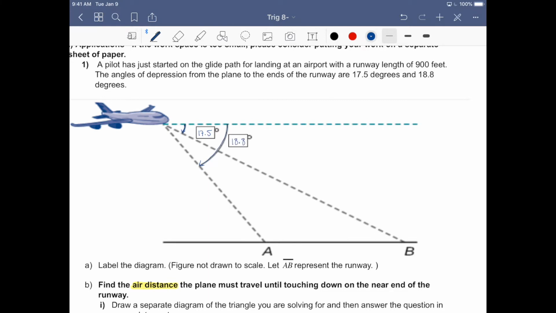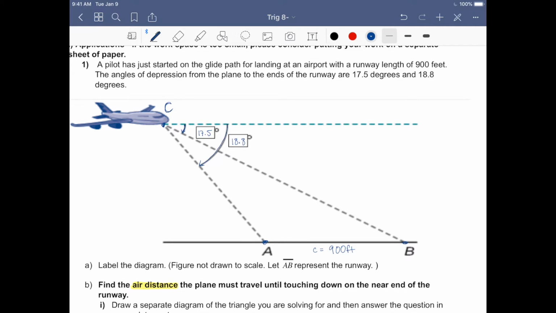Now, it also says that the runway length is 900 feet, and my runway is the line segment AB. So before I do this, I see that I'm labeling points like this A and that one B. So I'm just going to call this one C for familiarity. So little c in this case is going to be 900 feet. So this is all we could label from the description, but now we're going to use our geometry knowledge to label other things as well.